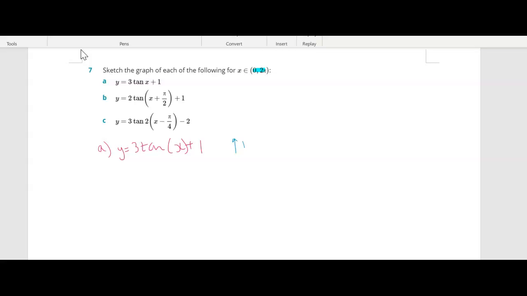We do have a dilation of factor 3 from the y-axis. So that's what the 3 tells us.